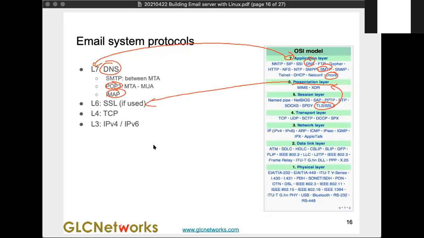Normally, with SMTP, there are two types. You can use TLS or plain SMTP, and both of them run on port 25. On layer 4, there will be TCP, so there will be a handshake. And then on the network layer, we have IP. If you want to be an email server administrator, the person responsible for managing the email server, these are the basic or core protocols that you need to understand.